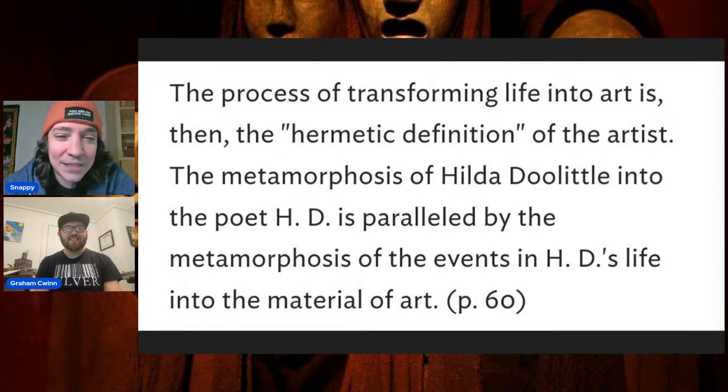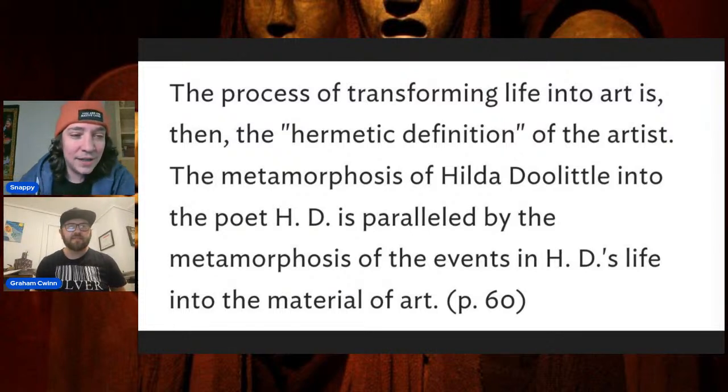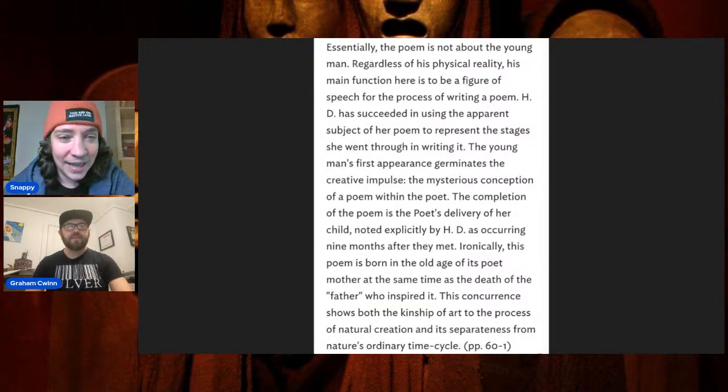The process of transforming light into art is then the Hermetic definition of the artist. The metamorphosis of Hilda Doolittle into the poet HD is paralleled by the metamorphosis of the events in HD's life into the material of art. By giving birth to this man, she gives birth to herself. The creation of this work is her realization of that motherhood. She has now become the divine mother, embodied in actuality.